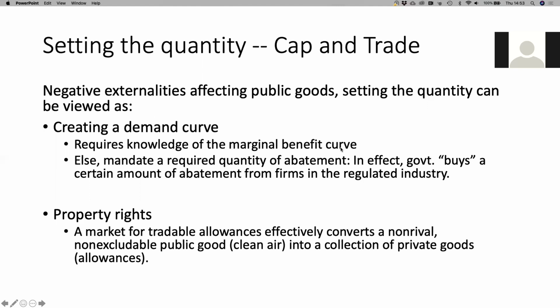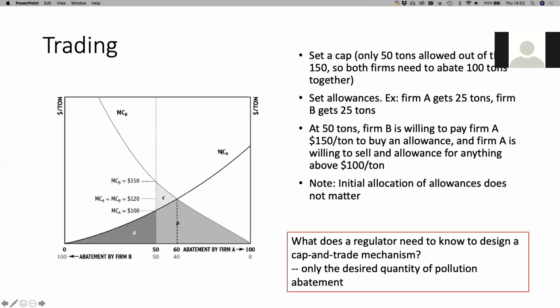For setting a cap and trade mechanism, you need to know a demand curve or the marginal benefit curve. How does this work? Now let's go back to this figure where you have two firms which have different abatement costs.